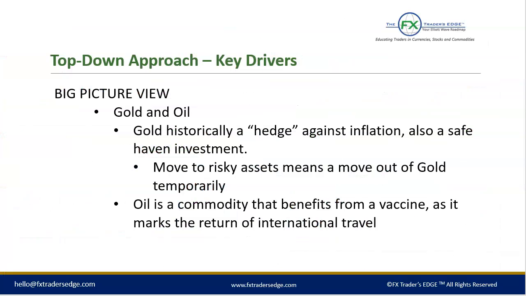Let's move to gold and oil. Gold is historically a hedge against inflation, but also a safe haven investment. The move to risky assets, remember we talked about the risk on environment, means a move out of gold temporarily. And oil is a commodity that benefits from a vaccine as it marks the return of international travel.